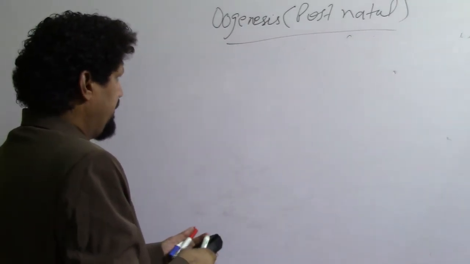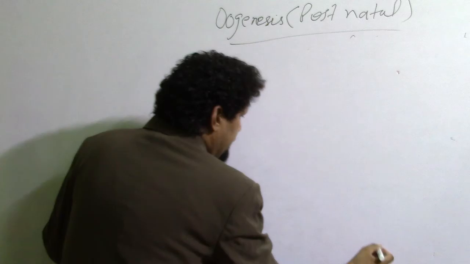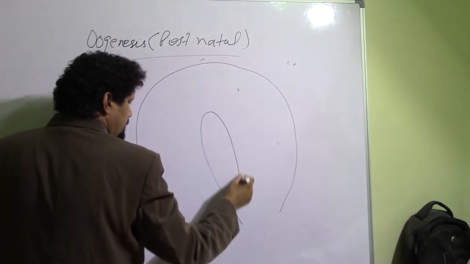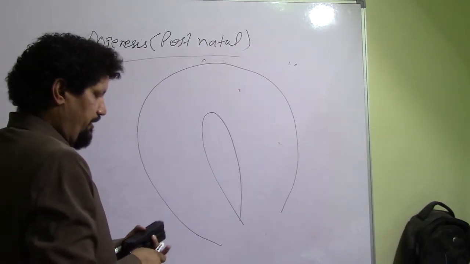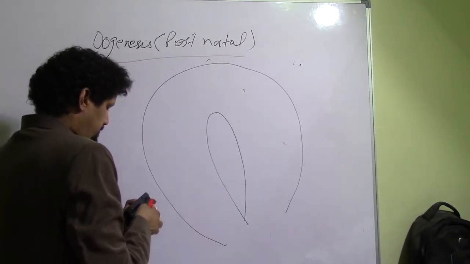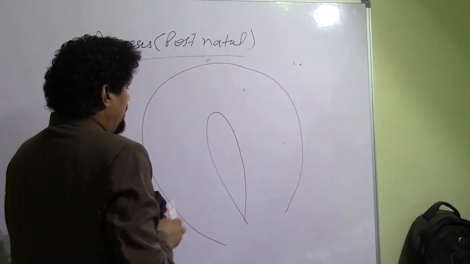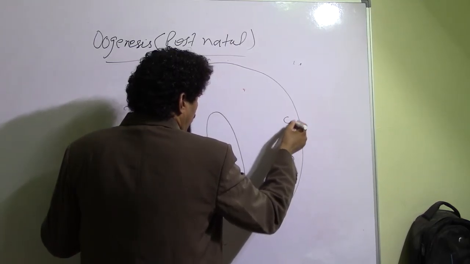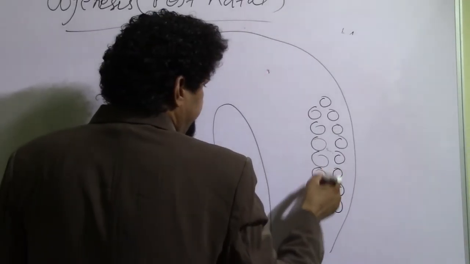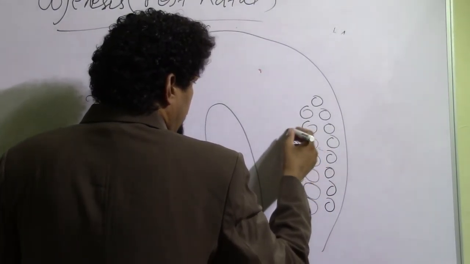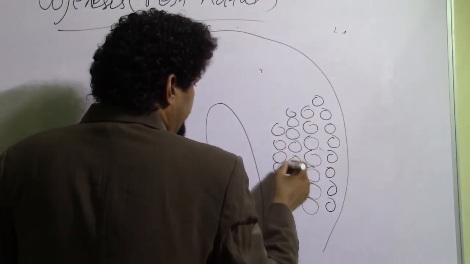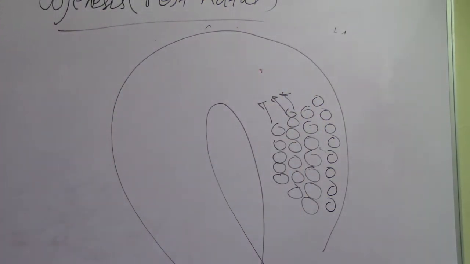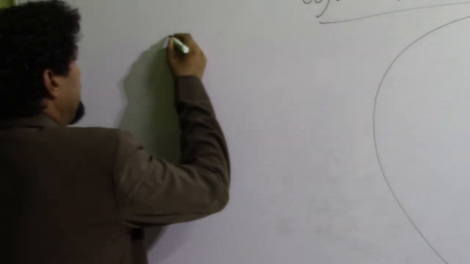Before proceeding, I will draw the ovary again. The ovary has an outer cortex and inner core. As I have already told, there are 40,000 primary oocytes inside the primordial follicles, which are lying in the outer part of the cortex. A cohort of 10 to 20 primordial follicles enter a growing phase, and these follicles will grow in size.